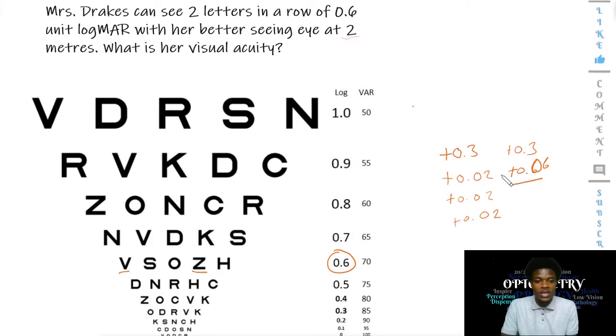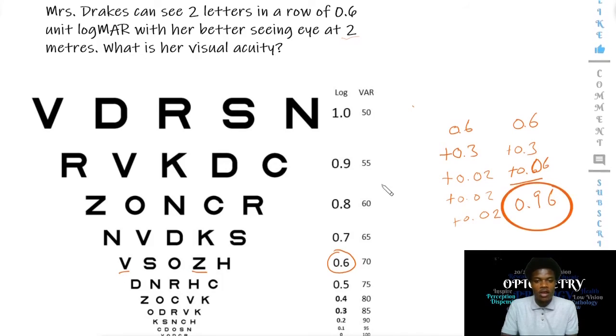So these are what we need to add. Don't forget, this is always at the top. We always need to make sure and add our unit LogMAR. This is where the person is at. This is the line that they are reading. So we add our 0.6. This is for this side if you want to do it in this way, or if you can do it in your head, you could just add the 6 one time. In this case, we would have what? The 6 comes down here, 3 and 6, 9. So this person is able to see 0.96 LogMAR. That would be her visual acuity, 0.96 LogMAR.